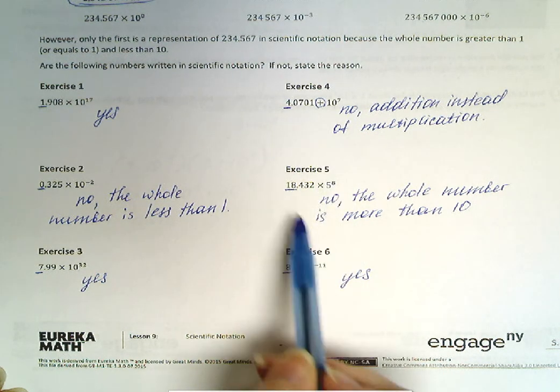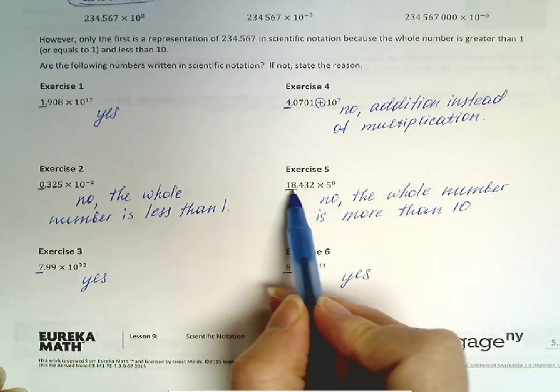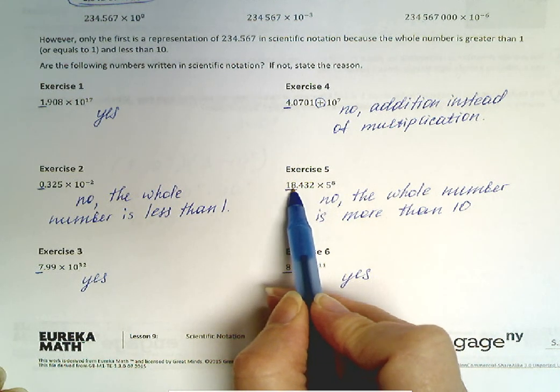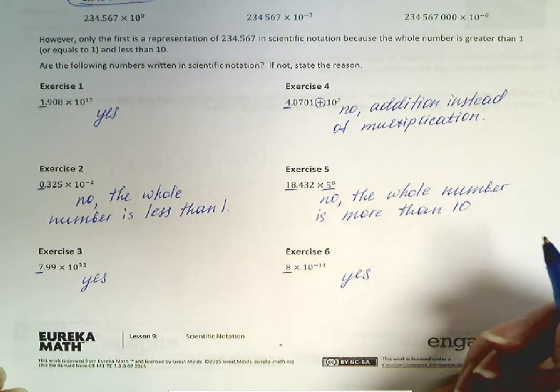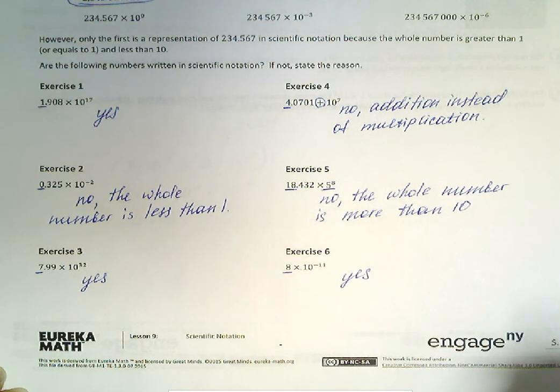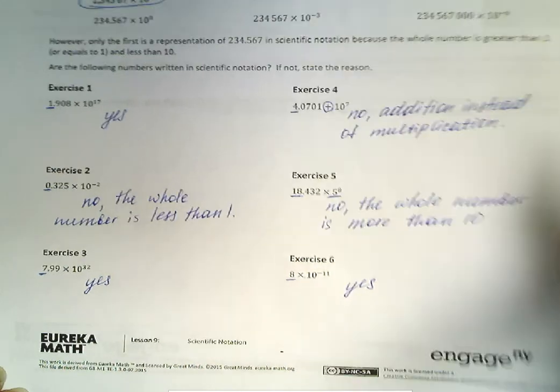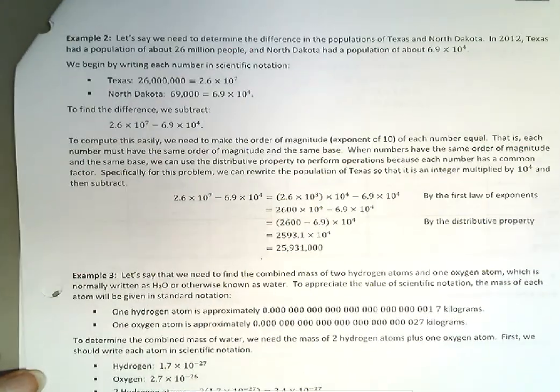Oh, another one that I wanted to show here, yes, it is 18, so it is not in scientific notation. And also it's not multiplied by 10 to the power. So that is not working out for us either. We are moving on, and we are on example 2.